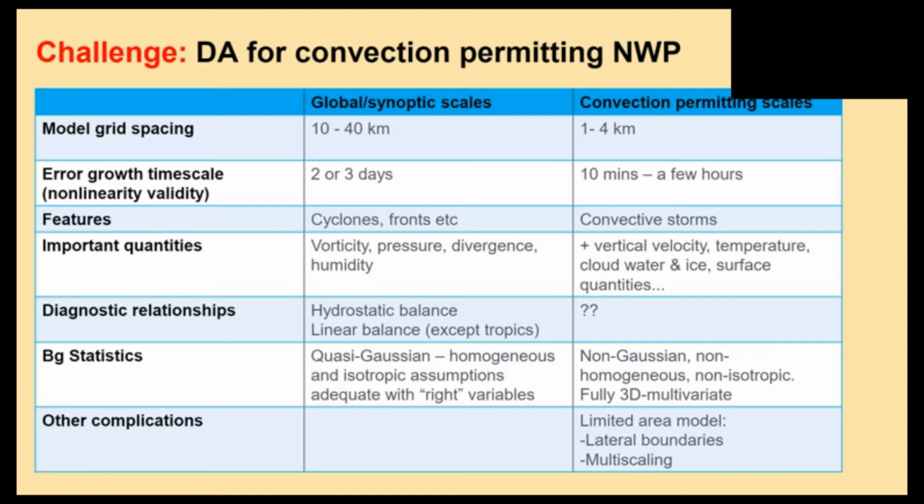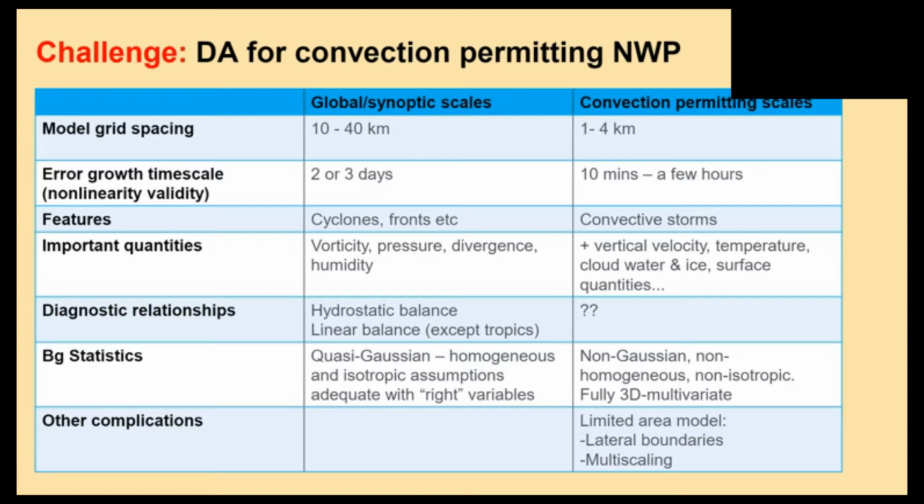The quantities that we need to analyze are not quite so well defined. If we're doing a global model, we can narrow down the control variables to maybe 4 quantities: some kind of vorticity, surface pressure, divergence, and some kind of humidity variable. But on convection permitting scales, we probably need to add on to those quantities vertical velocity, temperatures, cloud, microphysical variables, surface quantities, and so on. It's not really quite clear what a minimum set would be to do it really well. Also, when we're doing the background error modelling for global models, we rely on some diagnostic relationships, things like linear balance, but we haven't got anything equivalent for convection permitting models. So we find ourselves doing fully 3D multivariate modelling.